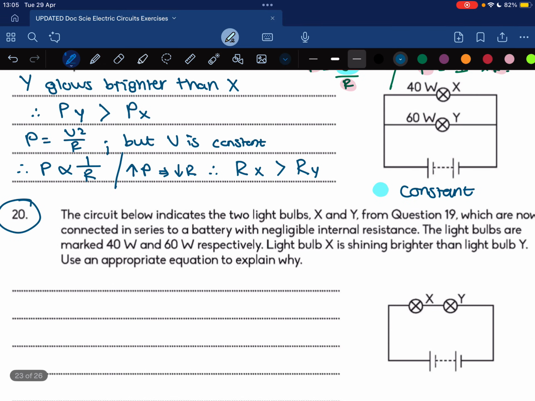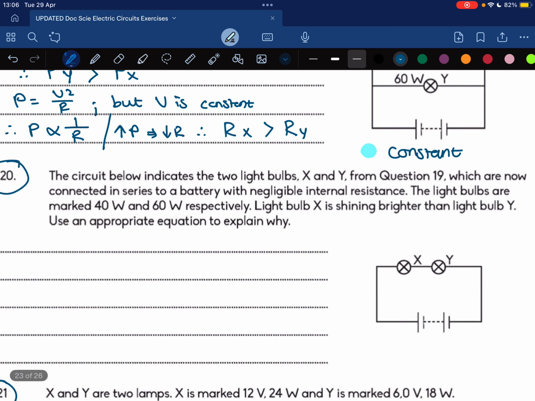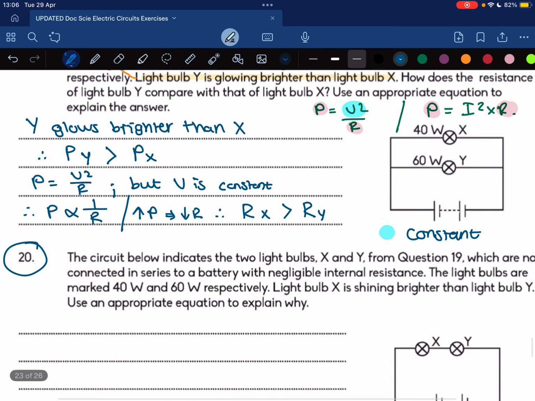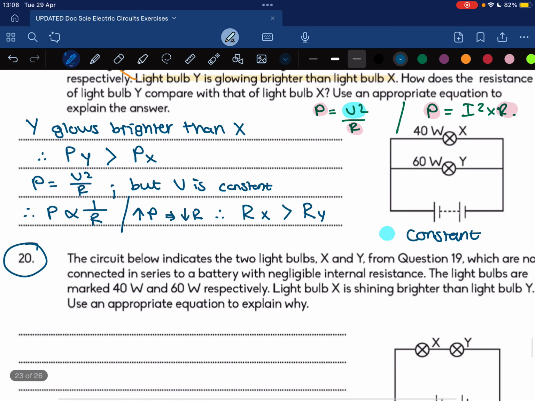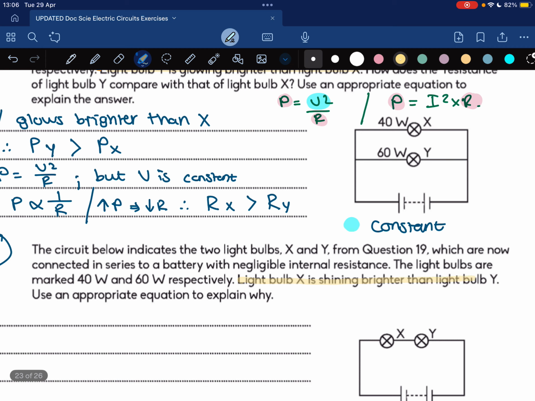Okay, then it says the circuit below indicates the two light bulbs X and Y are now connected in series. The light bulbs are still marked 40 watts and 60 watts. Light bulb X is shining brighter than light bulb Y now. So we notice now that it changes, where light bulb X is going to be shining brighter than light bulb Y in this question.